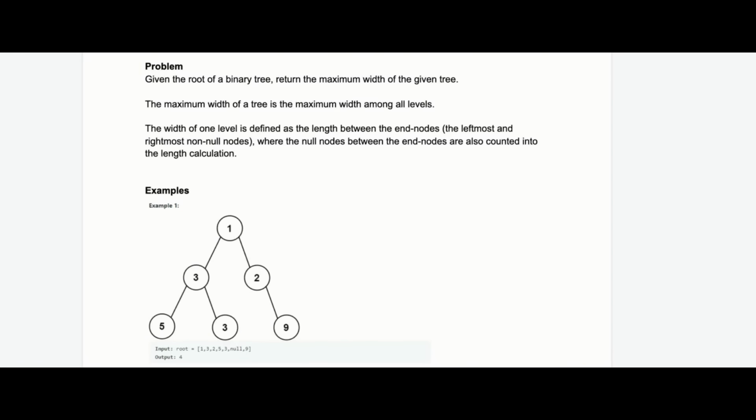So just to make sure I understand this correctly, if we look at this example, the width of the first level is 1, second level is 2, and third level is 4. So therefore, our max width is 4. You got it. Do you want to start solving it now? Oh, solving it. Right, of course.